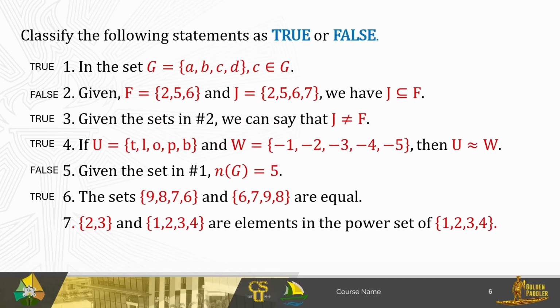The next one and the last one: the set containing 2, 3, and the set containing 1, 2, 3, and 4 are elements in the power set of the set containing 1, 2, 3, 4. Is it true? Yes, because we have 1, 2, 3, 4, and this set is the set itself. And then 2, 3 is also a subset of this set. So this is true.